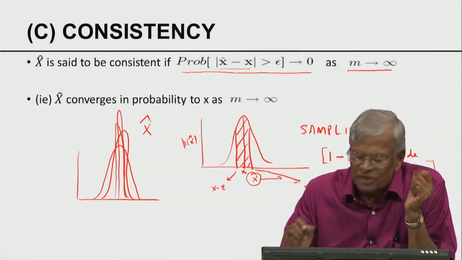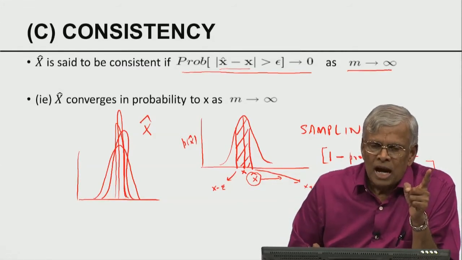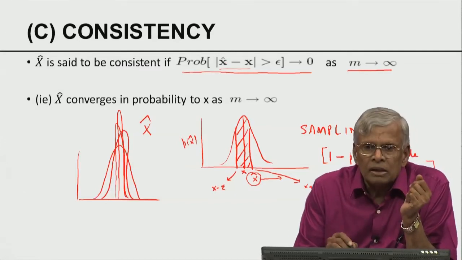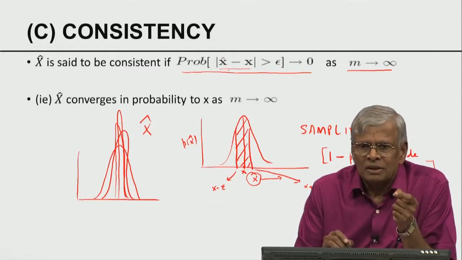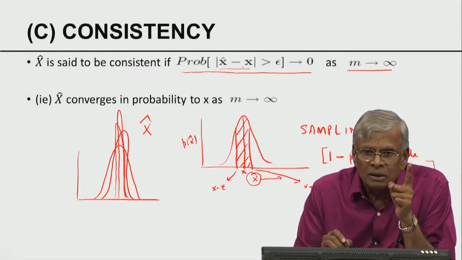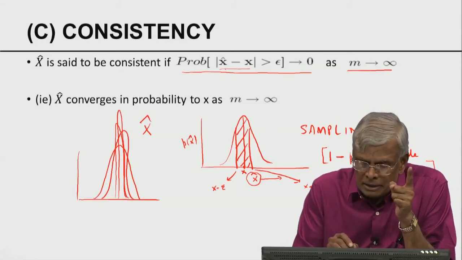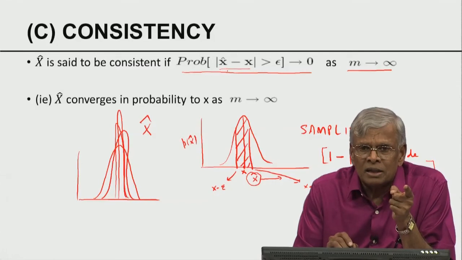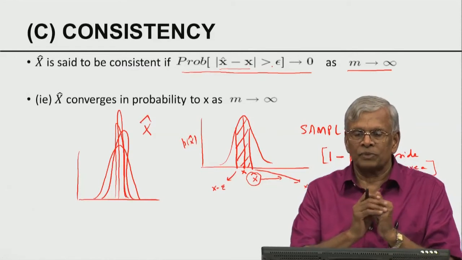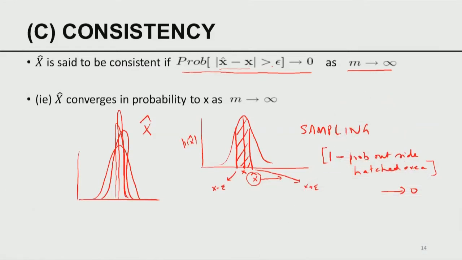As m tends to infinity, what is m? M is the number of samples. As I increase the number of samples, my estimate x hat as a random variable finds itself in an epsilon strip around x with probability 1. What does it mean? The probability of my estimate lying outside the epsilon band, that is, the absolute value of x hat minus x being greater than epsilon, is close to 0. If the sampling distribution satisfies this property, that is what is called a consistent estimate.